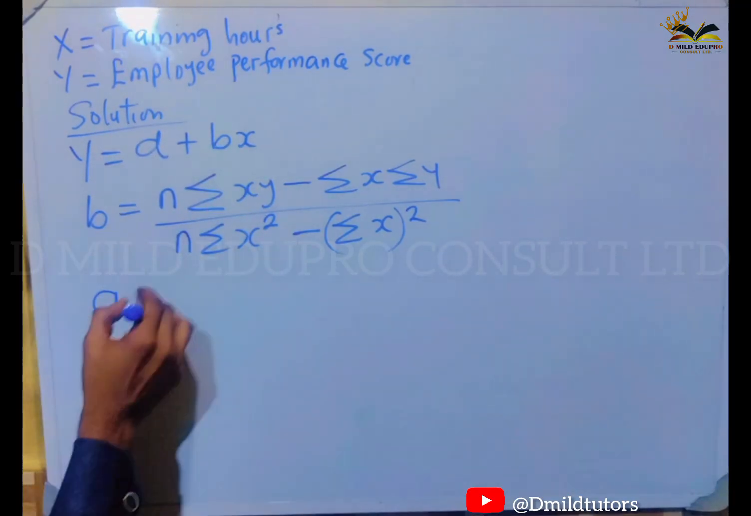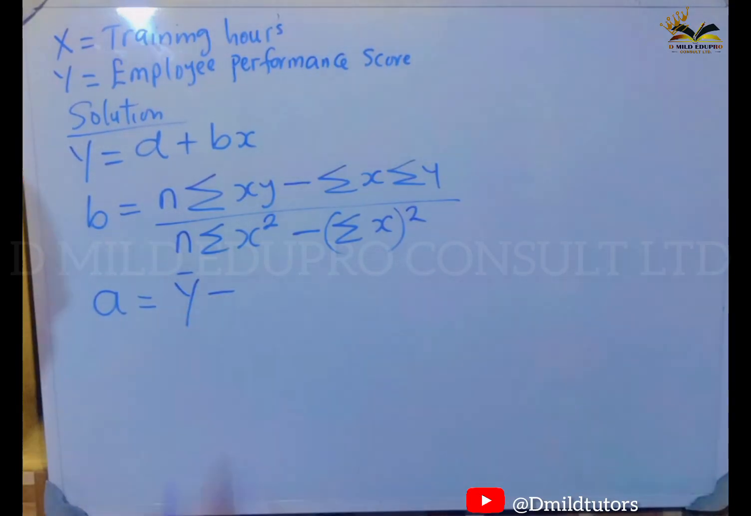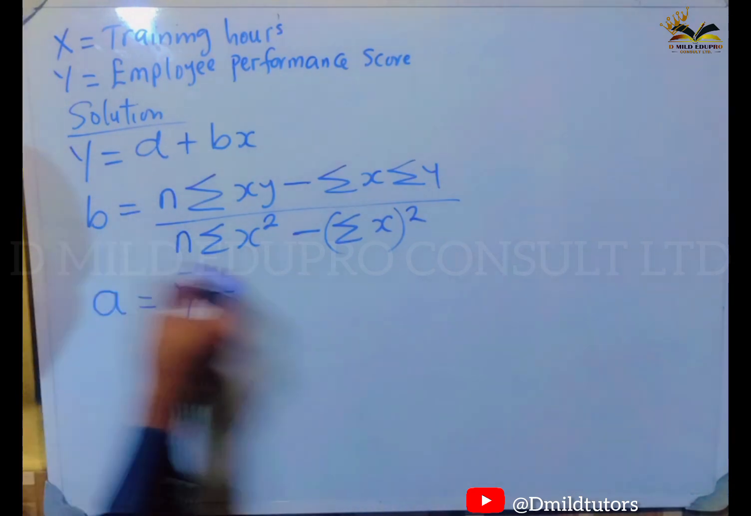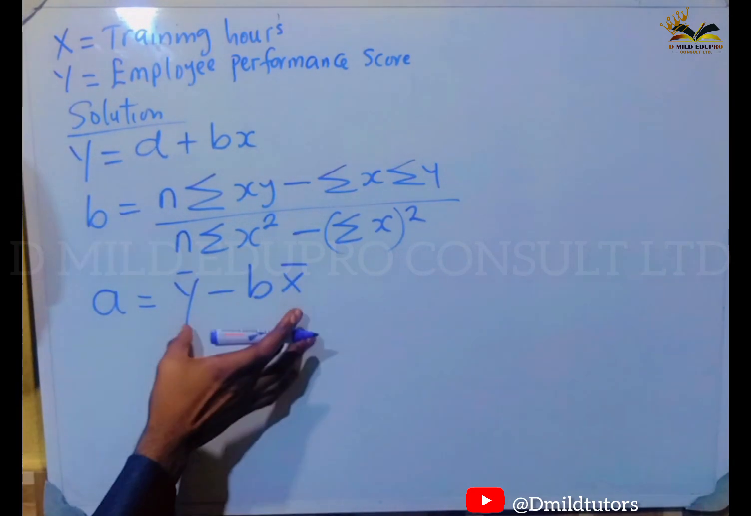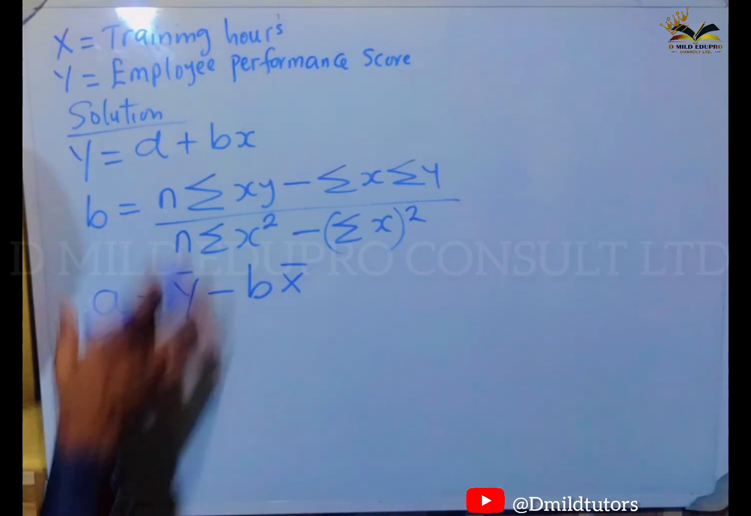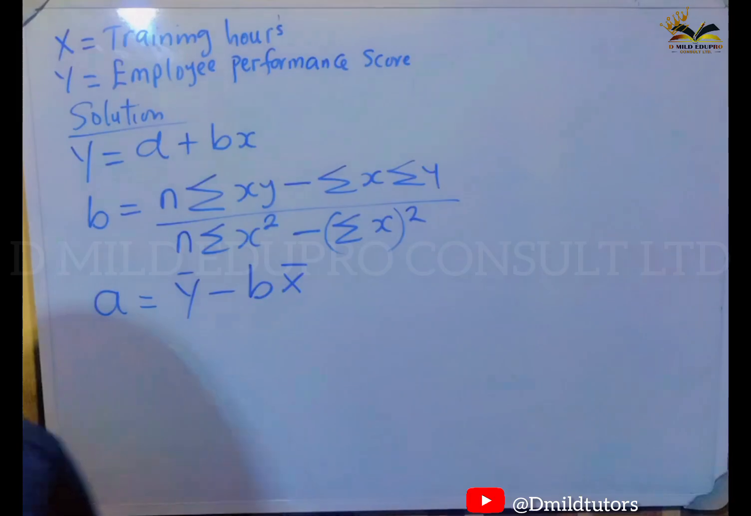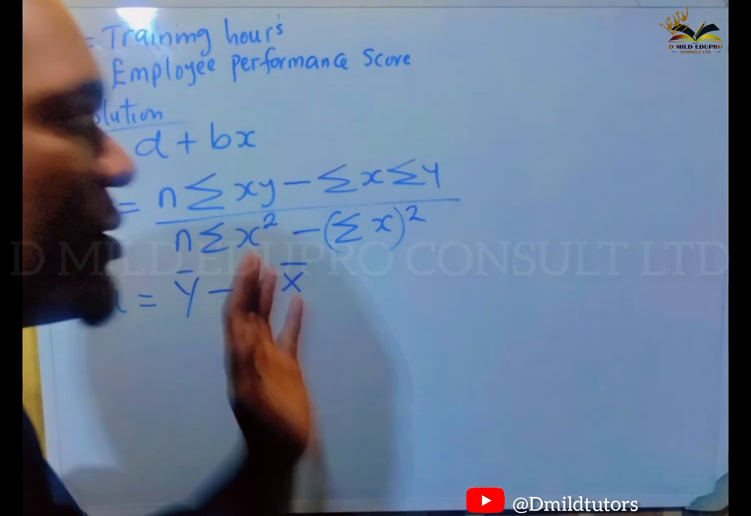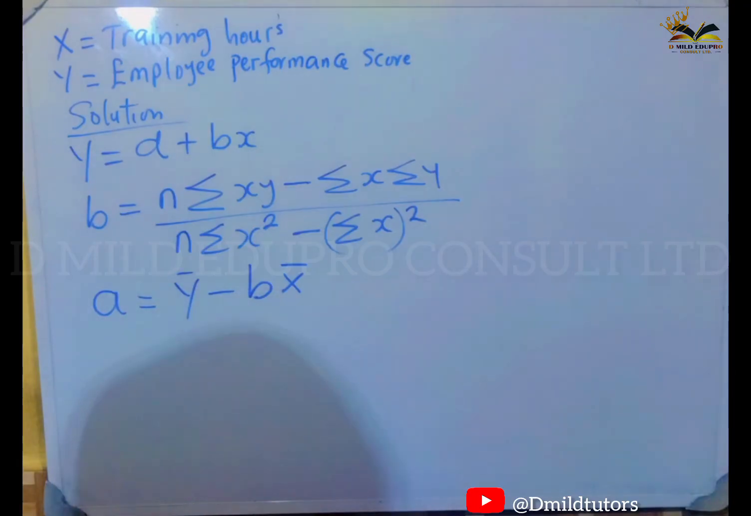Now, what about the formula for A? It says you're going to look for the mean of Y, then you subtract the value of B you are going to be getting, multiplied by the mean of X. Now, this is the formula for A, this is the formula for B. Once you are able to state this formula, trust me, creating your table will be very, very easy. Now we'll be going straight to creating the table.